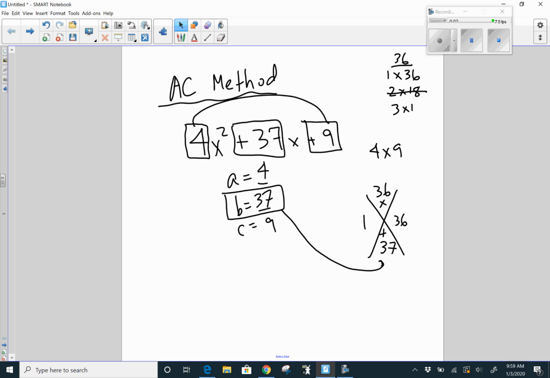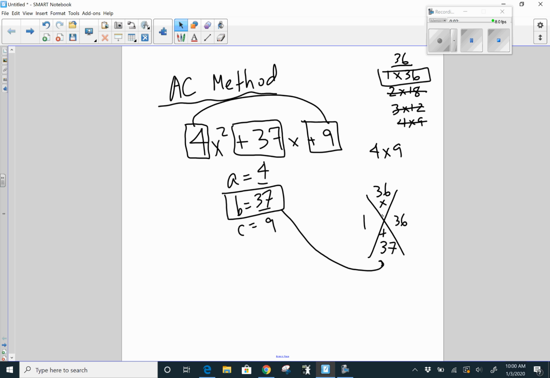3 times 12 also gives us 36, but they don't add to be 37, so that doesn't work. 4 times 9 multiplies to be 36, but does not add to give us 37, right? If you add 4 plus 9, that gives you 13, not 37. So the only pair that works are 1 and 36. Are you with me so far? Yes, Miss Varghese. Perfect. Okay.